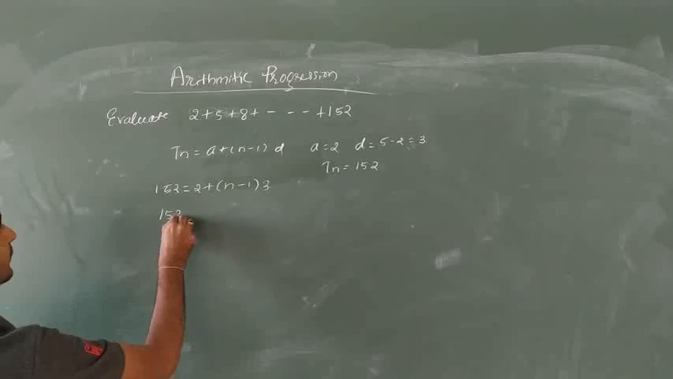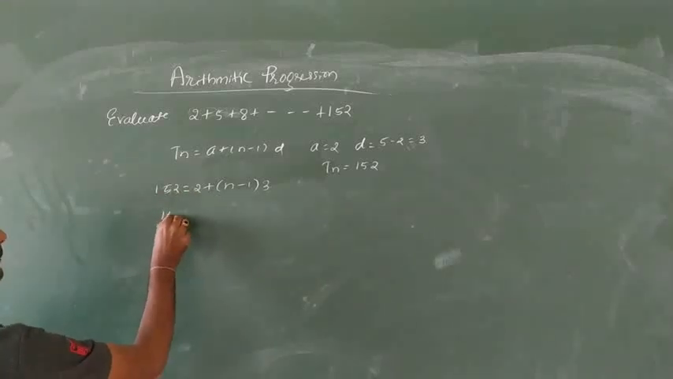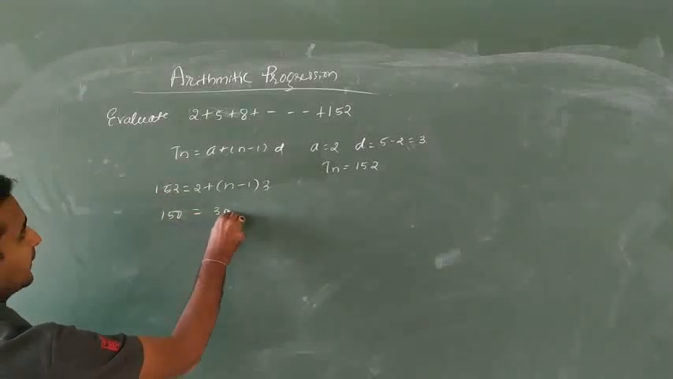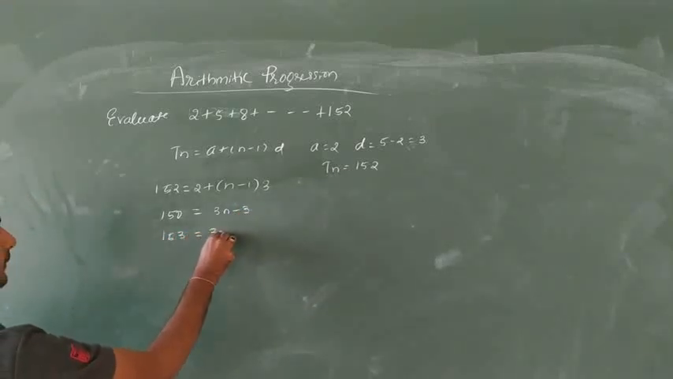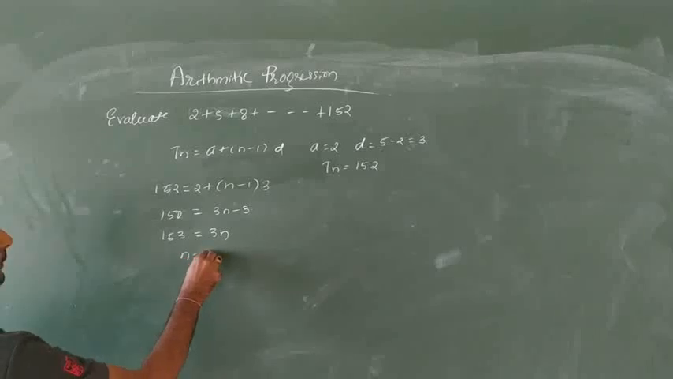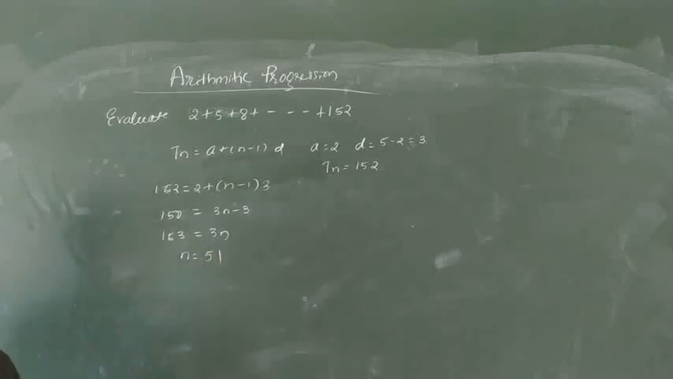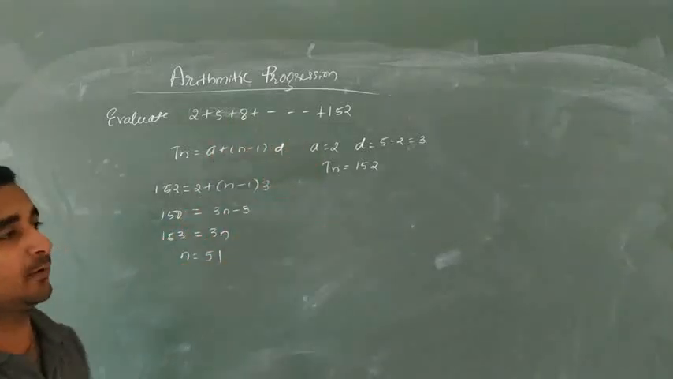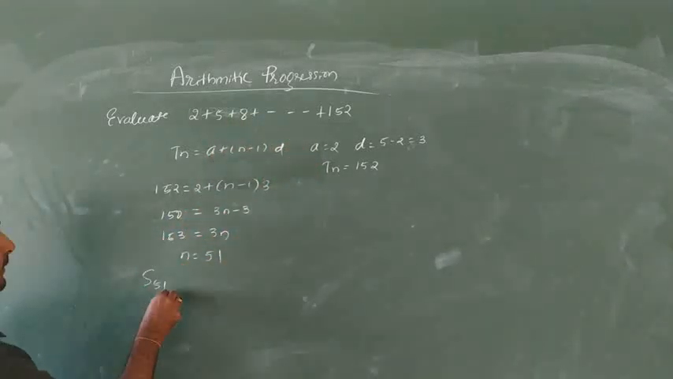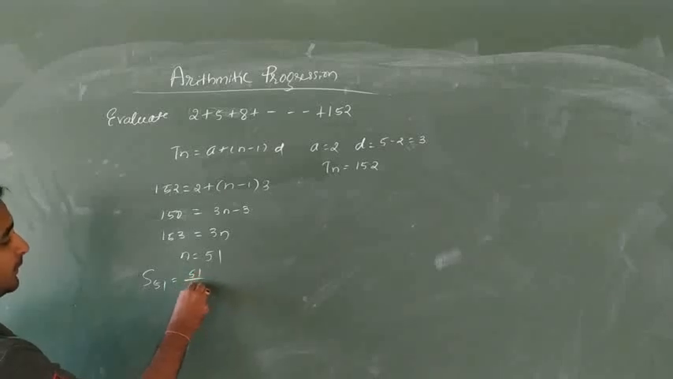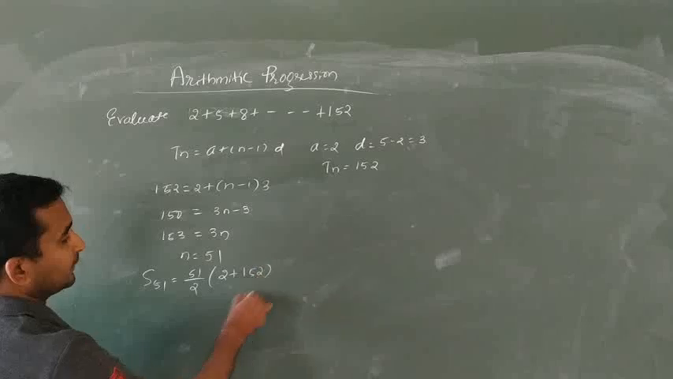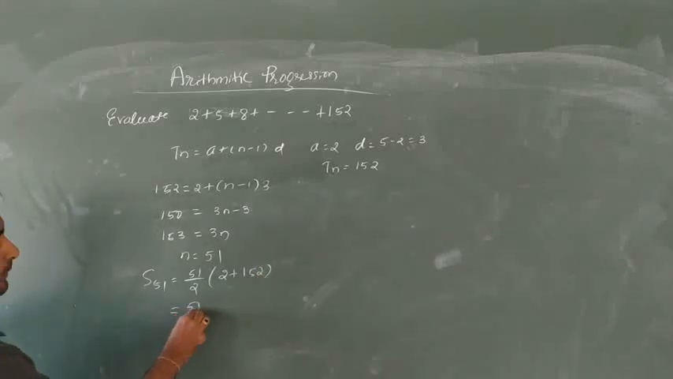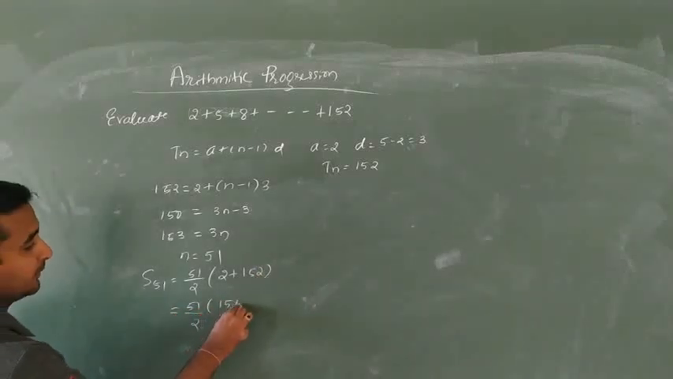152 minus 3, that is 150, equals 3n minus 3. Again 153 is equal to 3n, then n is equal to 51. So we have to add 51 elements, that is S51 equal to 51 by 2 into a plus l, that is 2 plus 152, that is 51 by 2 into 154.